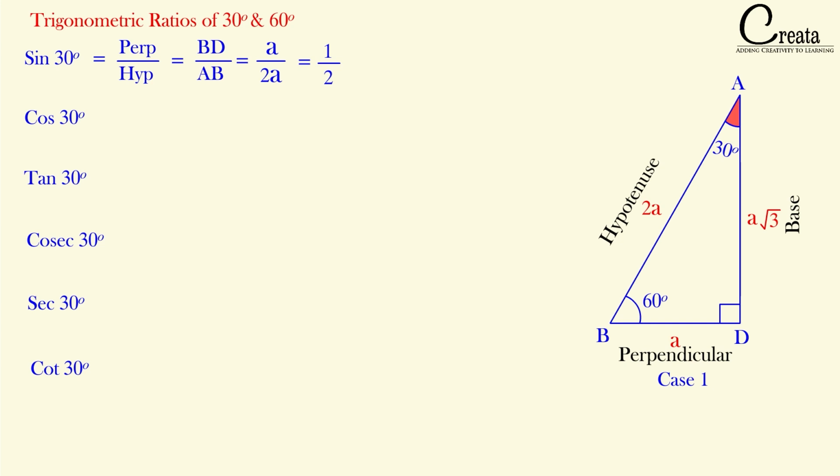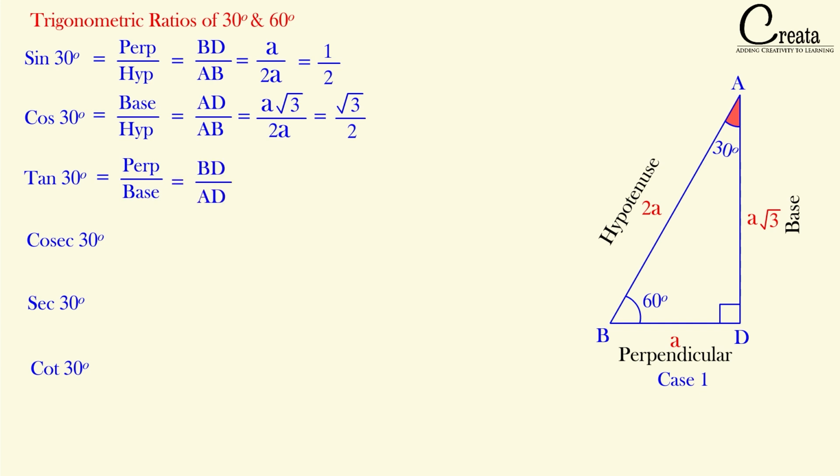Okay. Next, find cos 30 degree, which is base upon hypotenuse, which is AD upon AB. AD is A root 3, AB is twice of A. So we got cos 30 degree as root 3 by 2. Got it? We got sin and cos. Let's find tan, which is perpendicular upon base. Perpendicular is BD, base is AD. So we got A upon A root 3, which is 1 upon root 3. Tan 30 degree is 1 upon root 3.